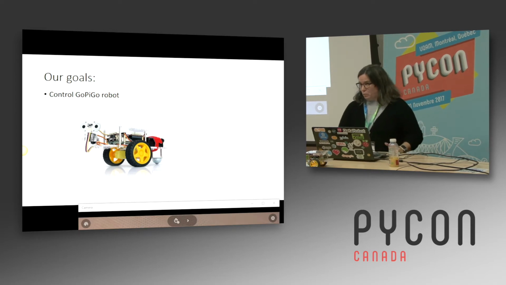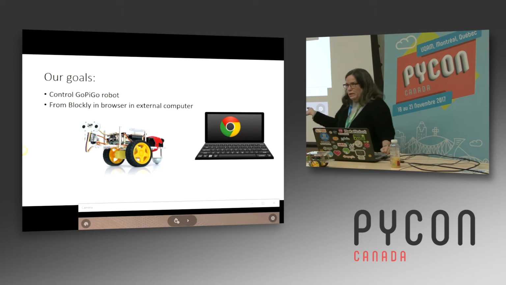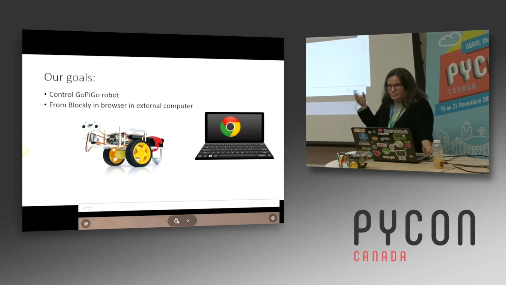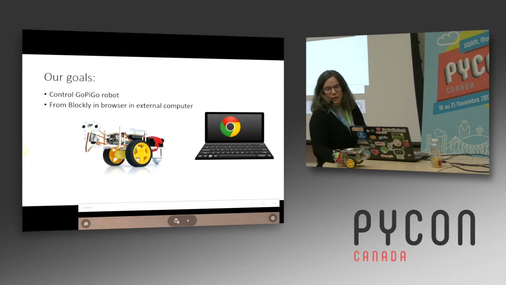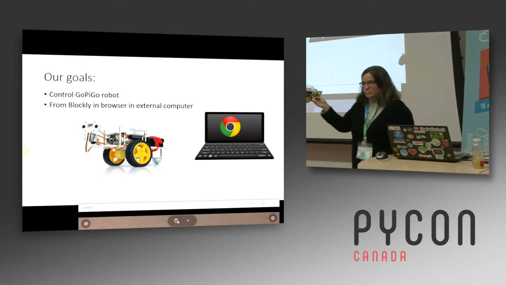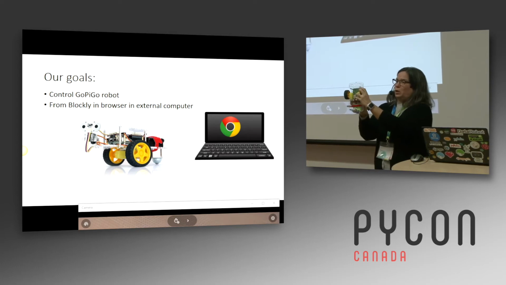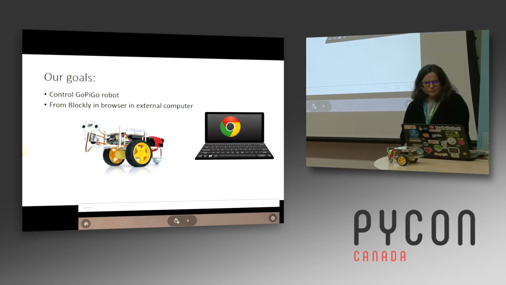So this is our goal: we want to control our robot with it. Blockly will be running on basically any laptop in the classroom, in a browser. But then the code itself has to run on the robot. I didn't really introduce the robot yet. This is a Raspberry Pi based robot. The card underneath, the green card, is the Raspberry Pi, so it's a Linux computer.